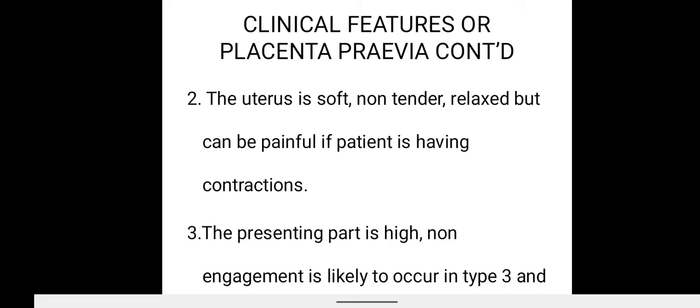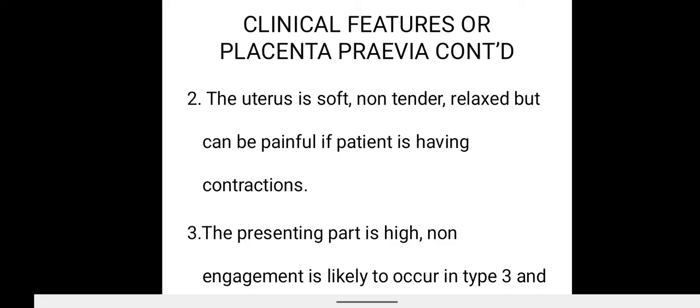Number 2, the uterus is soft, non-tender, relaxed, but can be painful if the patient is having contractions, due to the fact that she will also be bleeding, and the placenta is embedded in the lower segment. Number 3, the presenting part is high, non-engagement is likely to occur in type 3.